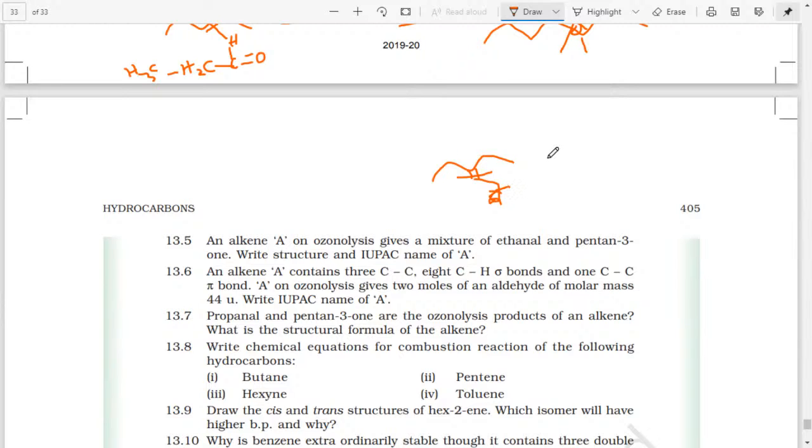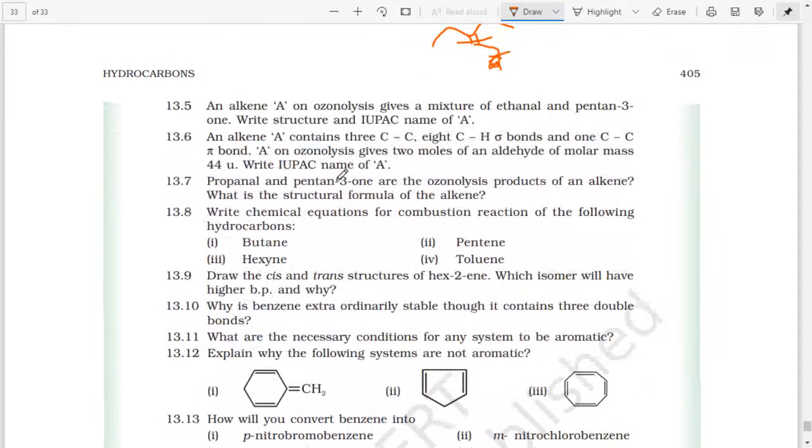What is the IUPAC name of this compound? Yes, 3-ethyl pent-2-ene, isn't it? This side 1, 2, 3, 4, 5 carbons. It is going to be 3-ethyl pent-2-ene.